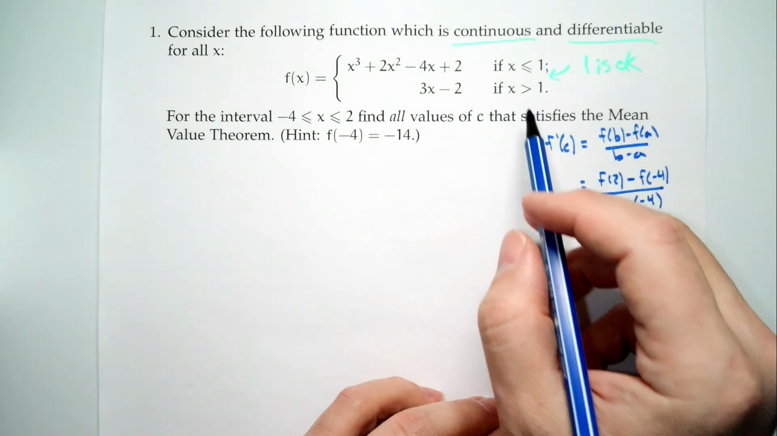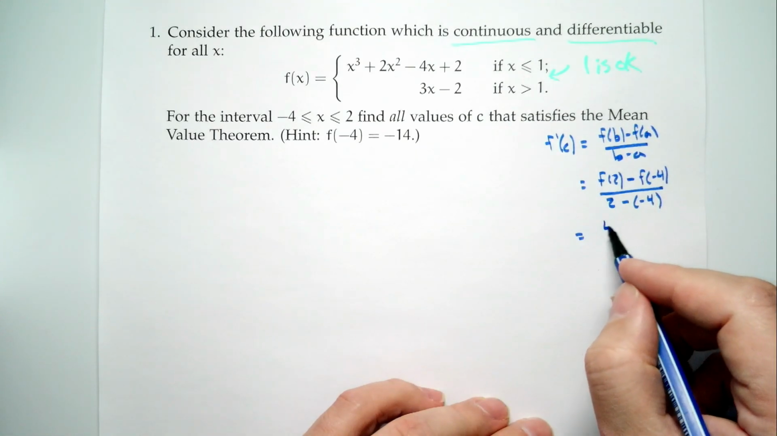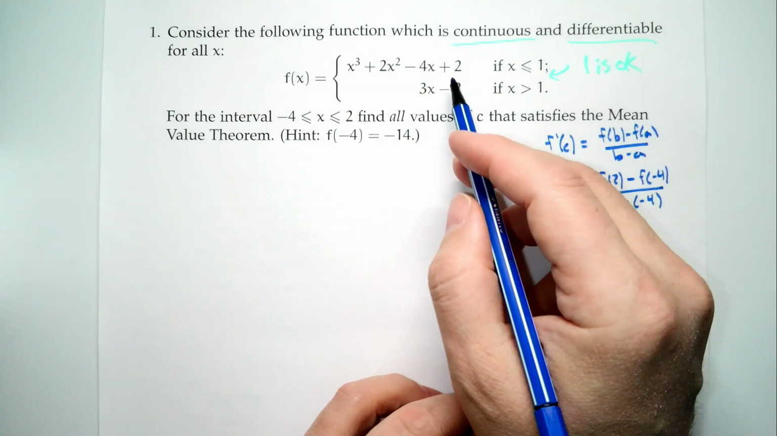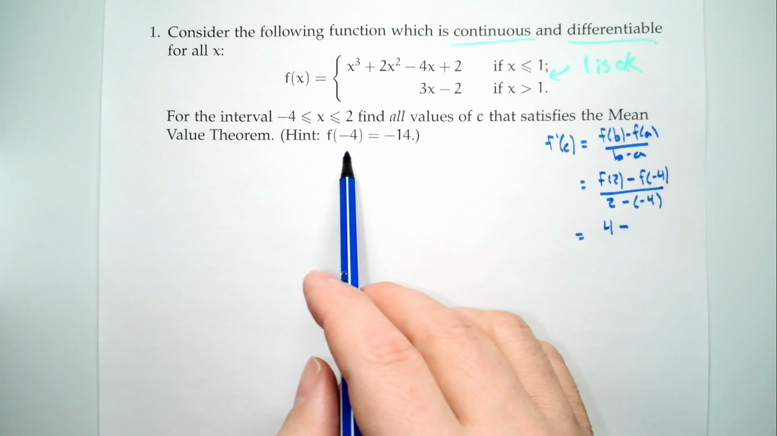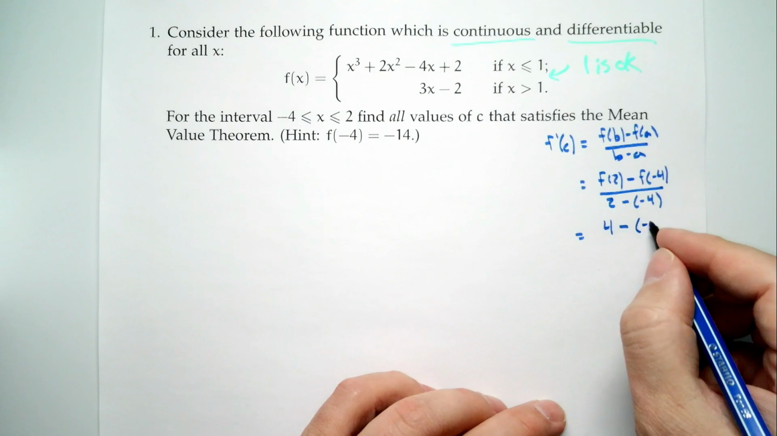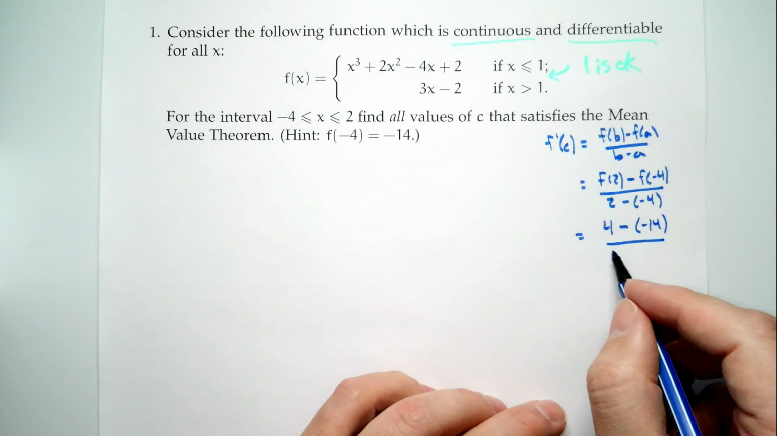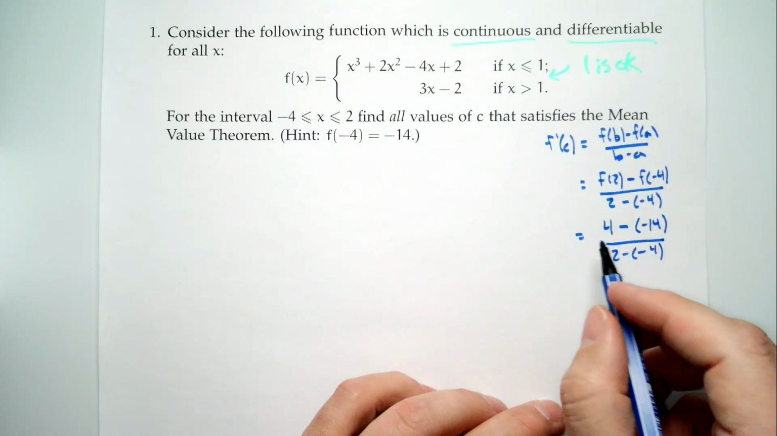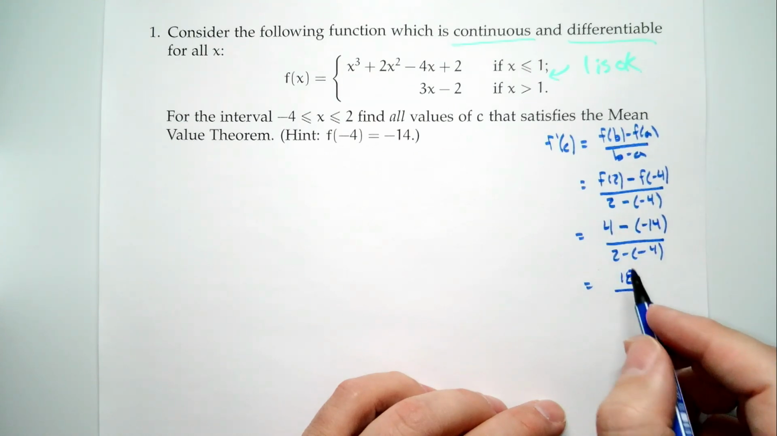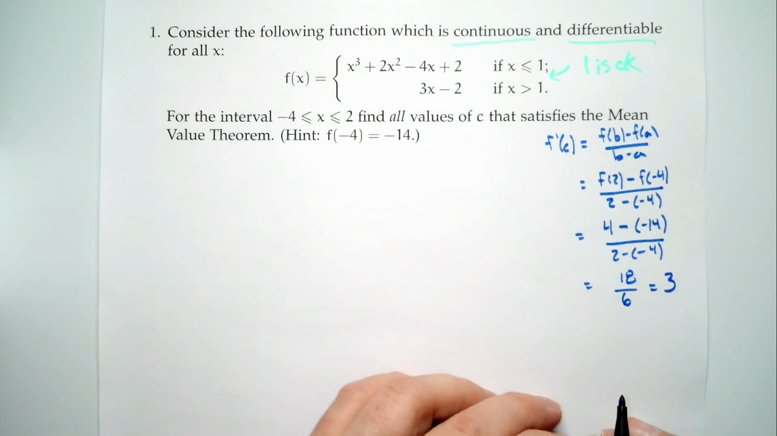Now, the top, f of 2. Well, 2 is definitely bigger than 1, so we're going to use this rule. 6 minus 2 is 4. Subtract negative 4, which means we should use that rule. Wait a second, hold on. It gave us a hint. f of negative 4 is negative 14. All right, let's use our hint. 4 minus negative 14 is 18, and downstairs, 2 minus negative 4 is 6, which means our average rate of change is 3.